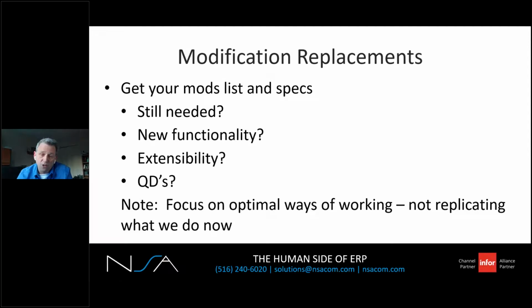QDs are another one. Don't forget them. I've seen between 300 and 1,200 QDs at a company or at various companies. Start early on these. You may be able to move some QDs to the cloud, but if you're going to do it, you need Infor OK, so you'd want to start early.